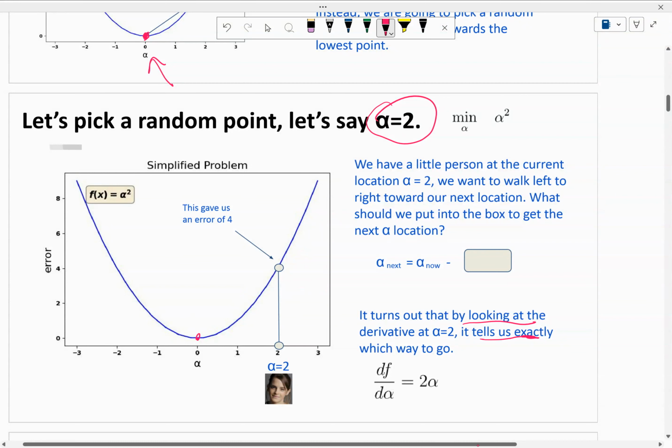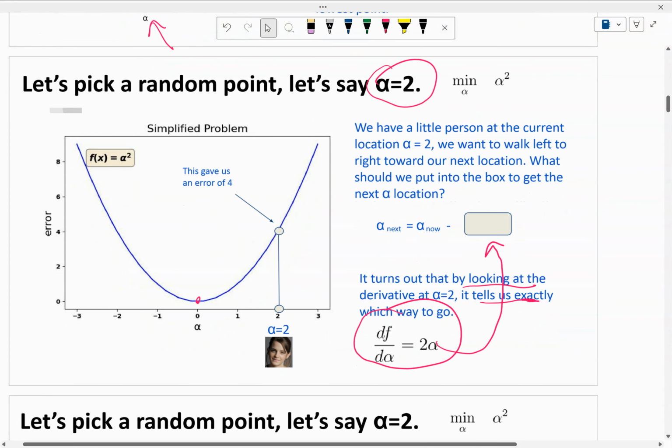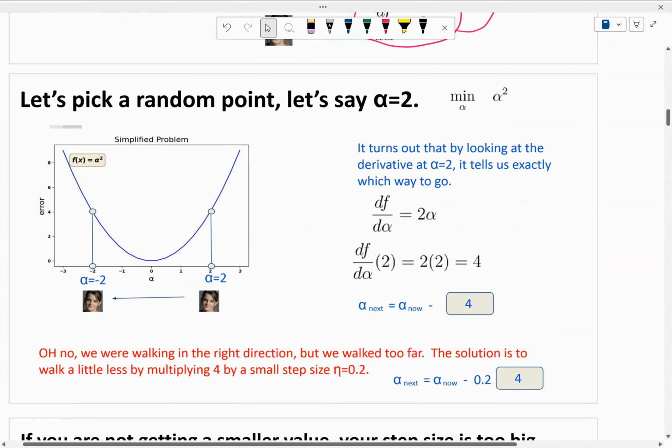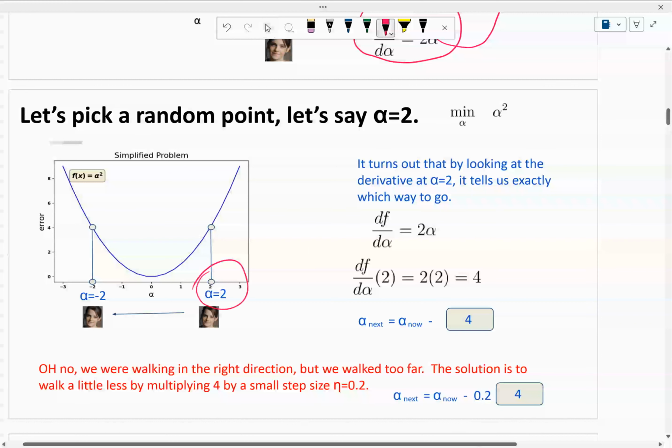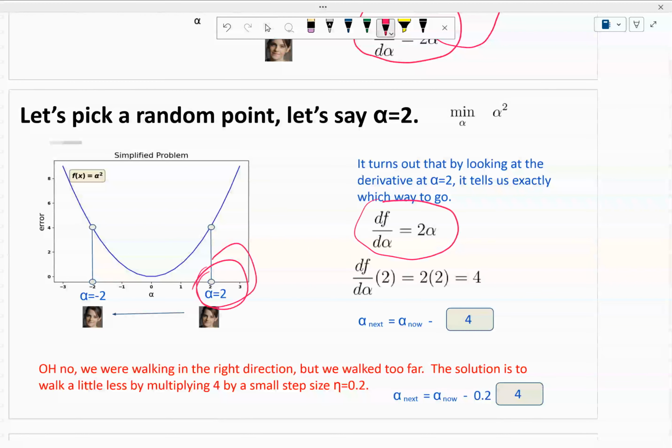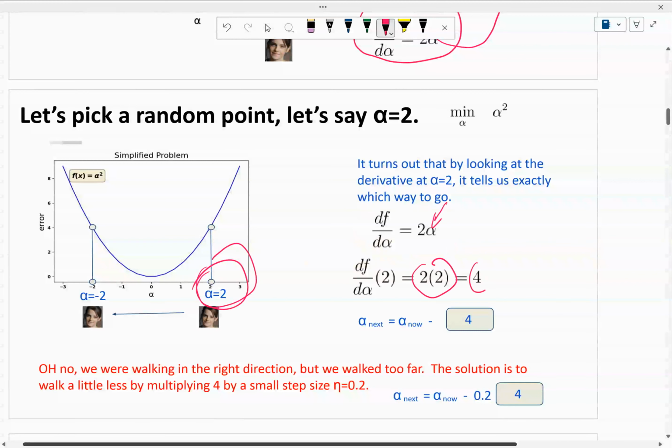So by having the derivative information, it tells us what to put in this algorithm. Let's pick a random point, like I just told you, 2. If we put 2 into the derivative, remember the derivative is 2 alpha, so 2 times 2 is 4. It's telling us that if we subtract 4, it's going to walk in the right direction. It did walk towards the correct direction, but it went too far and overshot the zero point.